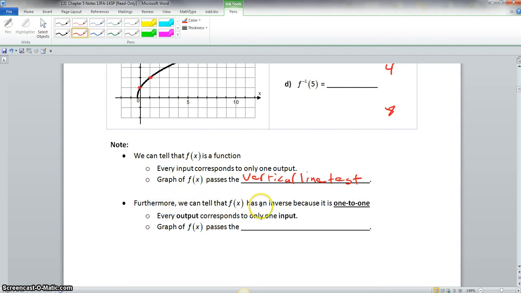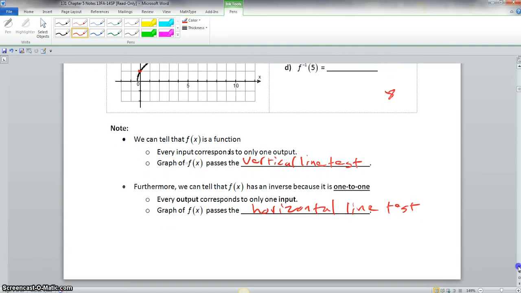Now, furthermore, we could tell that f of x has an inverse because it is 1 to 1. Every output corresponds to only one input. The graph of f of x passes the horizontal line test. Which basically means the same thing as I told you before, except the horizontal line only touches the graph once.